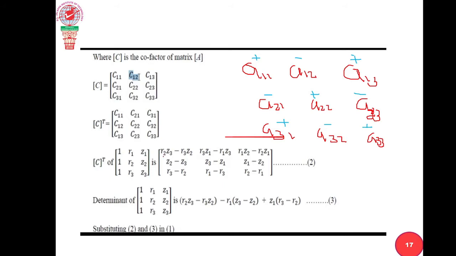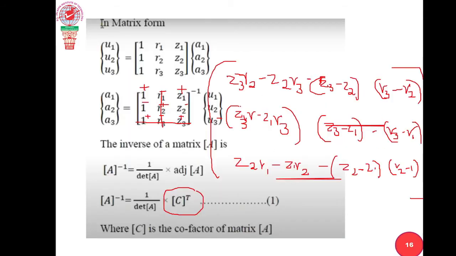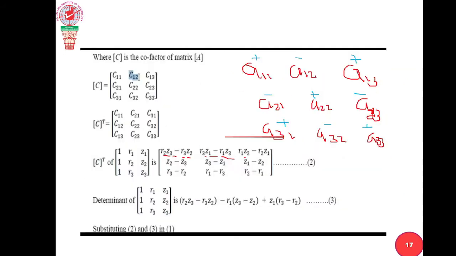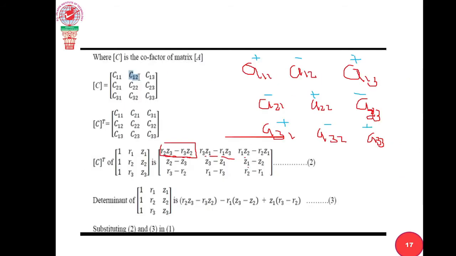Here they done this. R2 into Z3 minus R3 into Z2, R3 into Z1 minus R1 into Z3, R1 into Z2 minus R2 into Z1. How they got? See, we done here, no? This row become column now. Correct? Z3 into R2 minus Z3 into R3. Is there here? Next. Here, multiply minus inside. That is become plus Z1 R3 minus Z3 into R2. Correct?